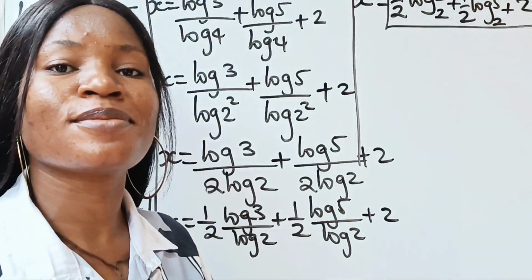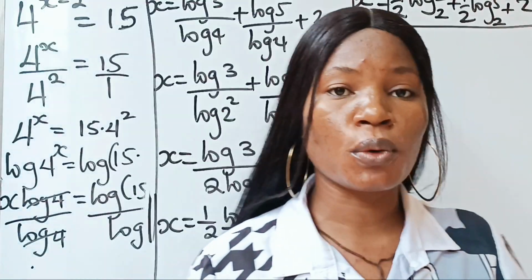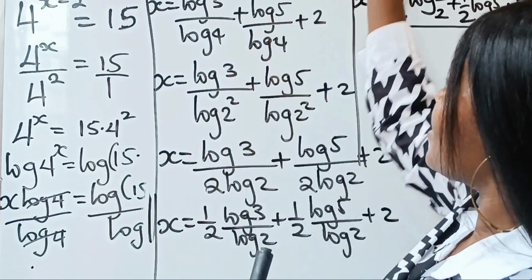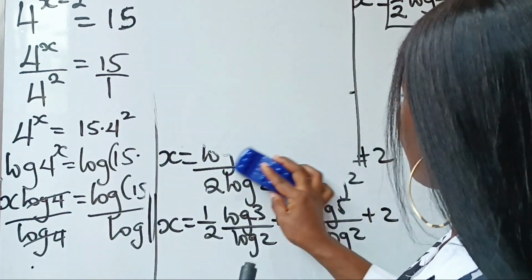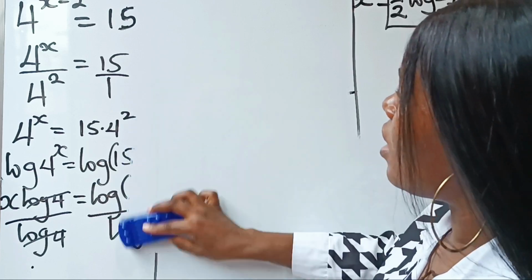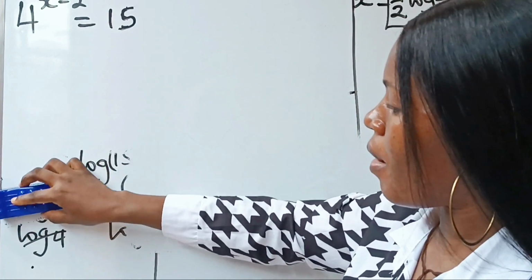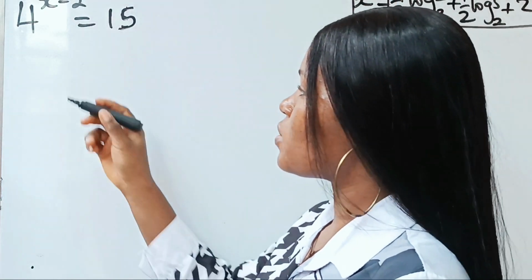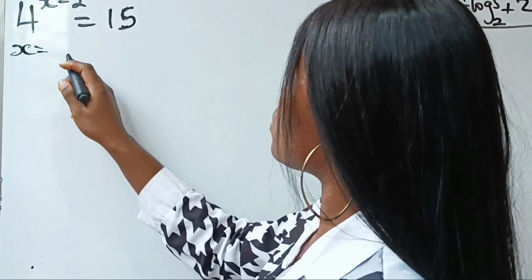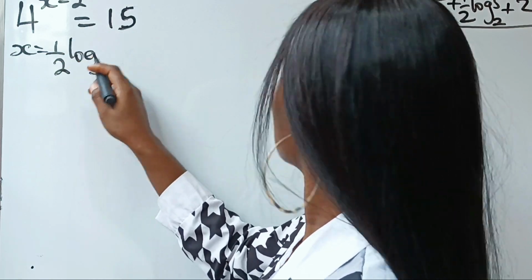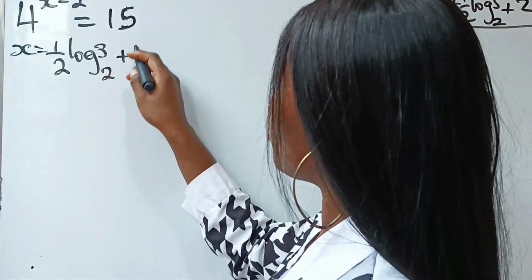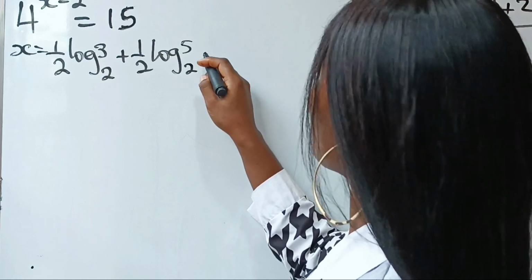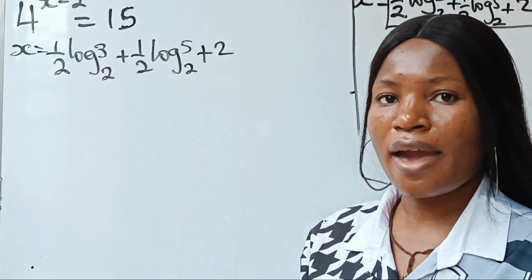Now, let's get to the most interesting aspect of this video, which is what? Let's substitute what we got here to get 15. I know you're curious about that. I am curious as well. Let's see how this goes. So we have that 4 to the power of x minus 2 is equal to 15. Now let me rewrite what we got as our x. We got x to be equal to half log 3 base 2 plus half log 5 base 2 plus 2. So this is what we got as our x.